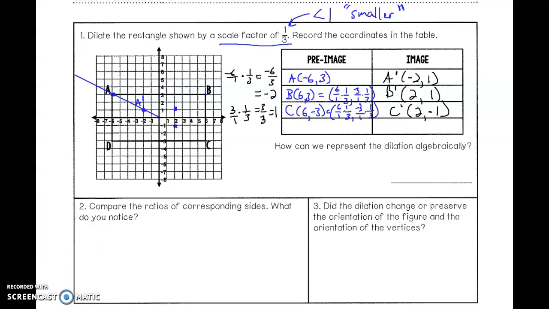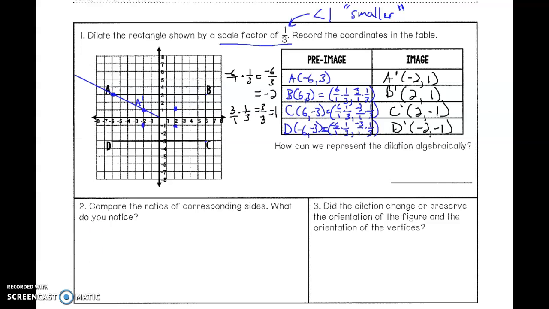And finally, we have D at (-6, -3). Not D prime. And again, we're going to multiply both of those by 1/3, because that's our scale factor. So D prime is going to be at -6. 1/3 of -6 is -2. Negative times positive is negative. -3 times a third, just like we did here, is -1.